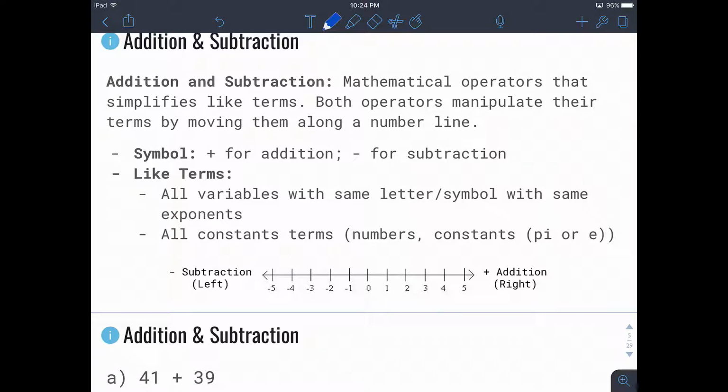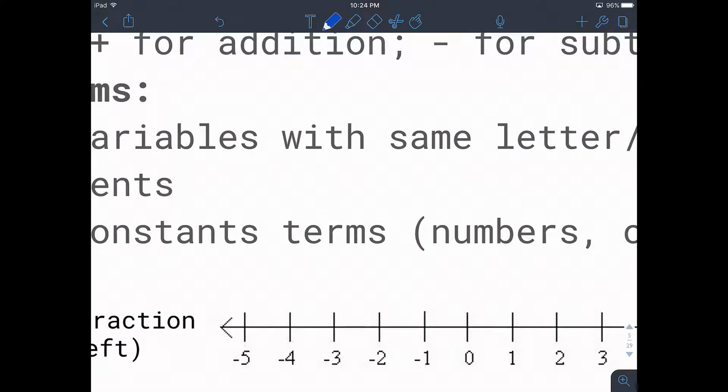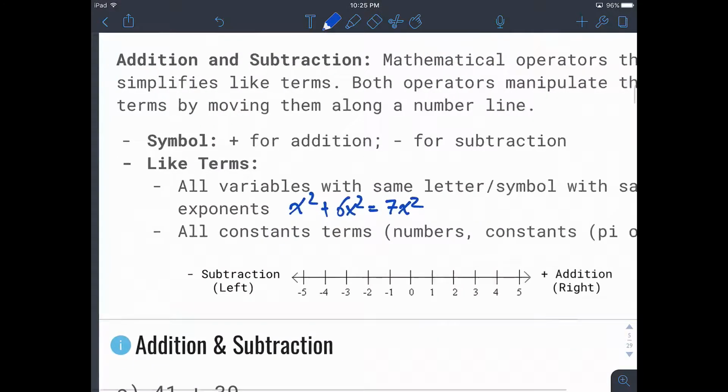Addition and subtraction deal with like terms. All variables with the same letters, symbols, and the same exponents are considered like terms, and all constant terms are like terms, such as numbers, constants, pi, or Euler's constant. For example, for variables, x squared and 6x squared are like terms because the symbol and the letter are the same and the exponents are the same. We can simplify these by adding, and we can evaluate that to 7x squared.